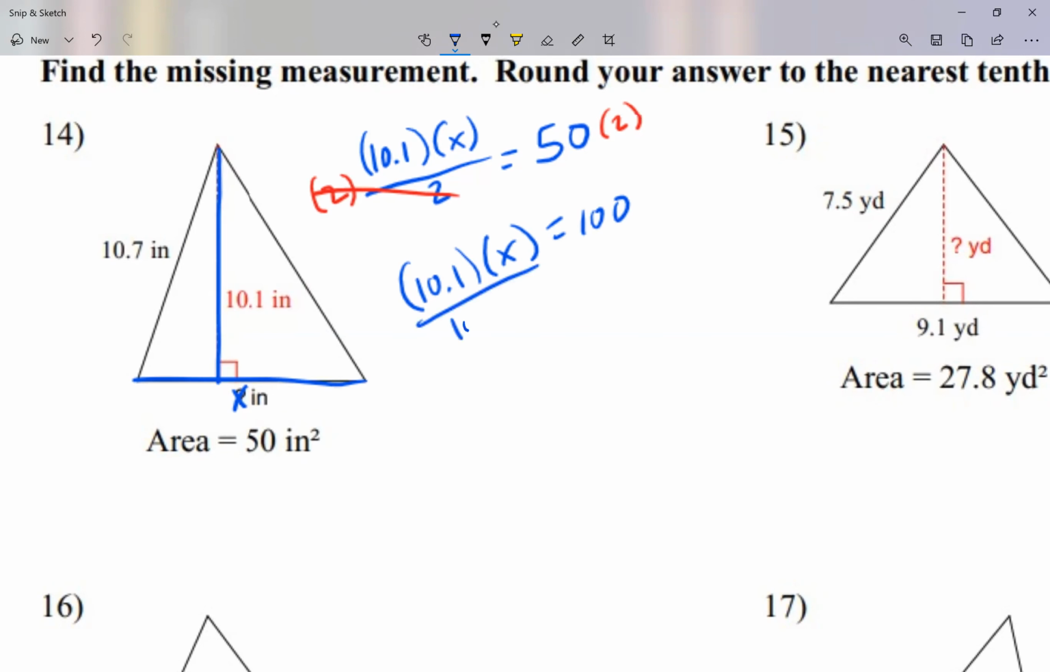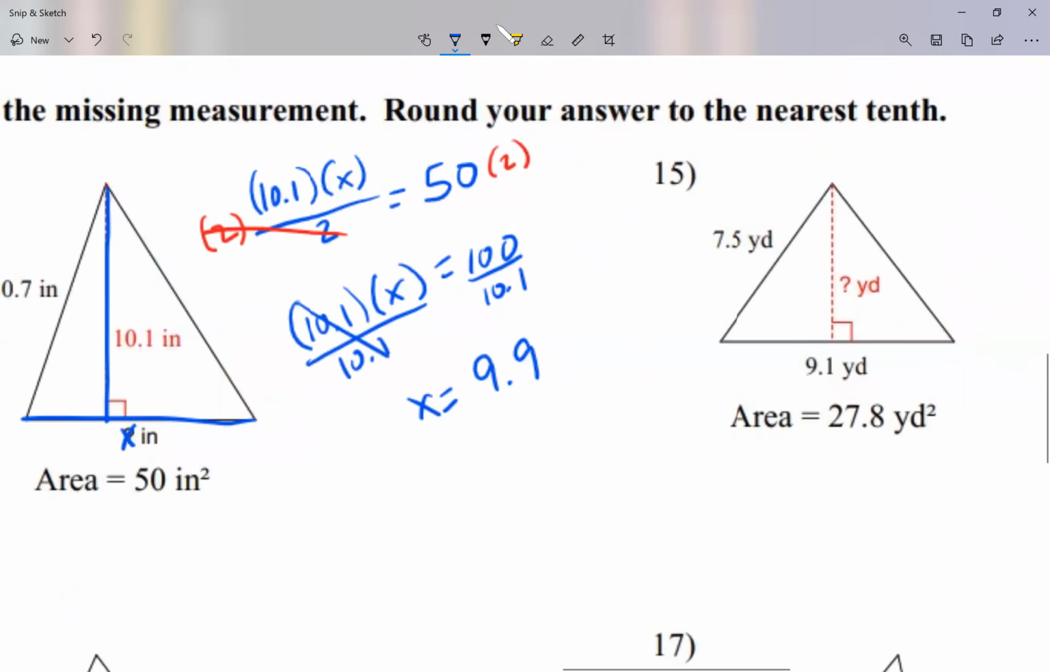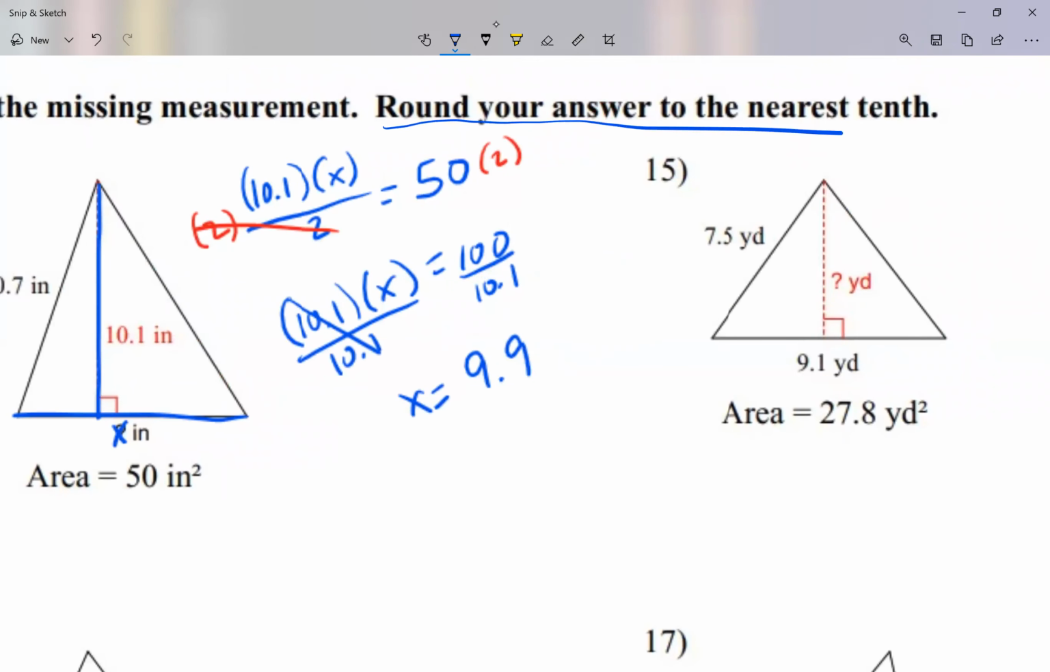Now let me divide by 10.1. I want the x by itself. So 100 divided by 10.1. According to my calculator, rounded to 1 decimal place, I'm going to have 9.9. I have to round now because it does say round to the nearest tenth.